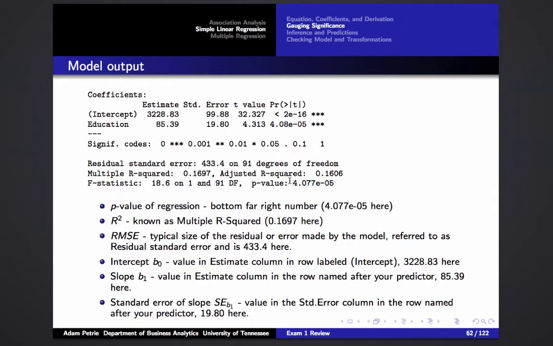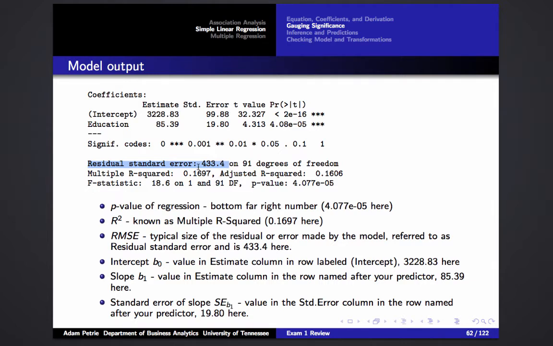To gauge the practical significance, we can look at the r squared of the regression model, which R refers to as the multiple r squared, about 17%, meaning that we get about 17% of the way there to knowing y by using our model. Basically, we get 17% of the way there to knowing salary if we know the individual's education. All right, the root mean squared error, essentially the typical size of the residual or the typical size of the error made by the model, R refers to as the residual standard error, and it's $433.4 in this case.